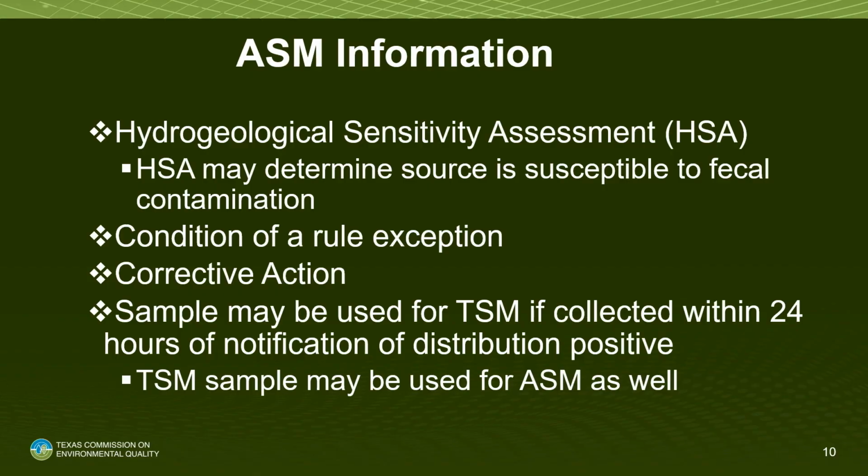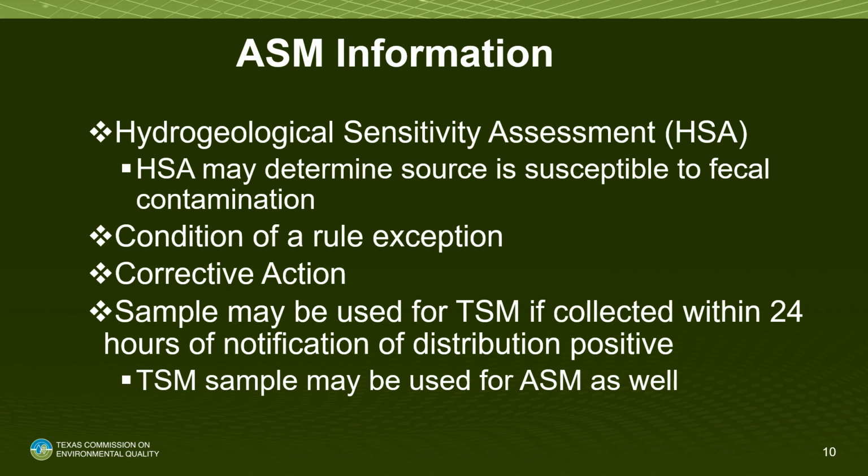These are situations where we might want to take a monthly raw sample just to develop a sampling history on the well and make sure that well is okay to use. Like I said, most of the time this ASM is based on a rule exception. Say you can't get a sanitary control easement secured, or you have some issue with the setback distance, livestock within the setback, or things like that.